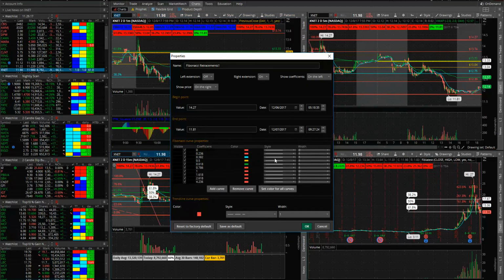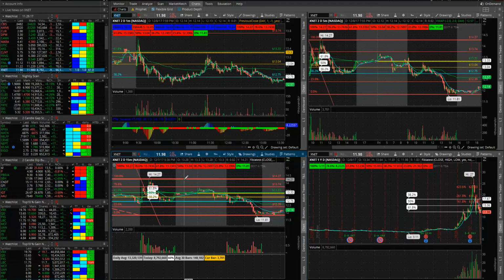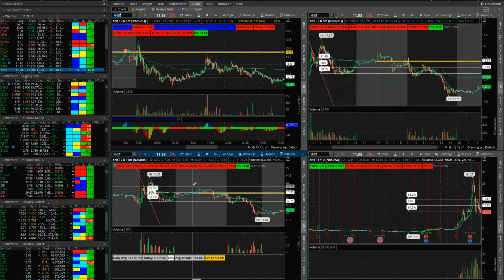So what you've got to keep in mind is, if you're going to use this and do it manually, now you have the automatic fib set, but if you're doing it manually and the market opens, as the stock breaks lower, you've got to keep changing the price in order for it to continue to maintain its accuracy.